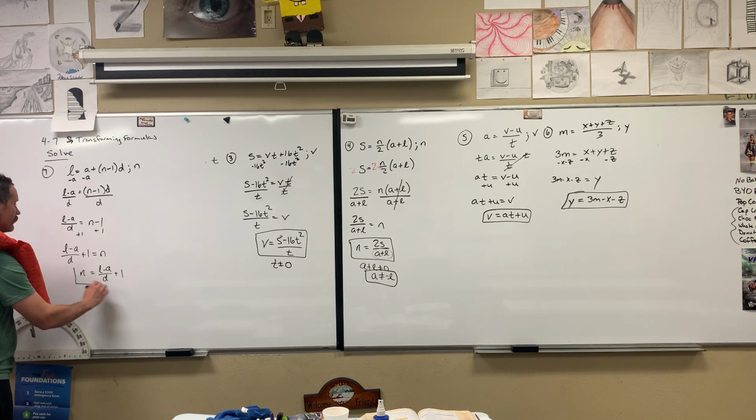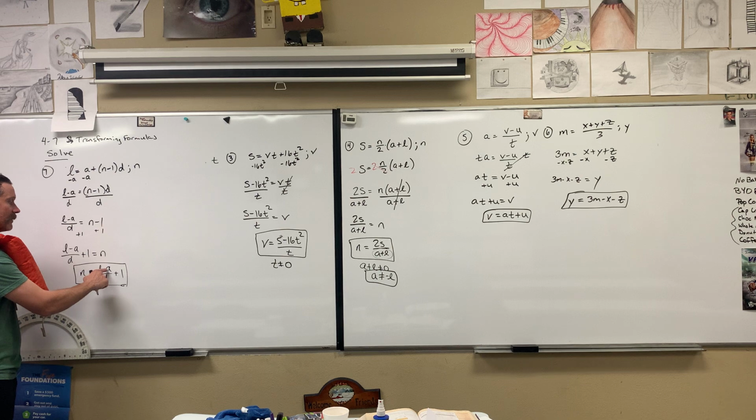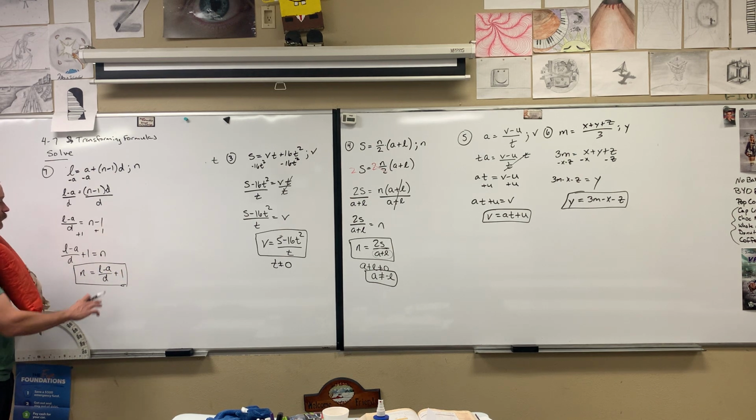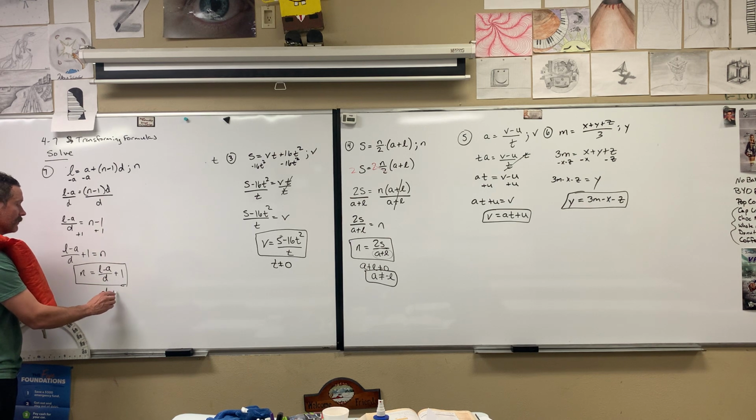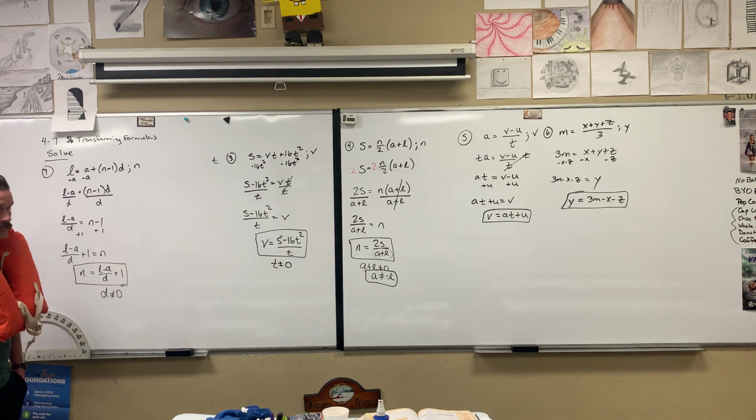And we could box there. The book might do a common denominator of D, so they might have (L minus A plus D) all over D. If you get it to this spot, that's going to be good enough. Now we recognize, oh, I've got something in the bottom. So D is in the bottom. What can D not equal? Well, in this case, there's only D. So we say, hey, D can't be 0, and that's our restriction.